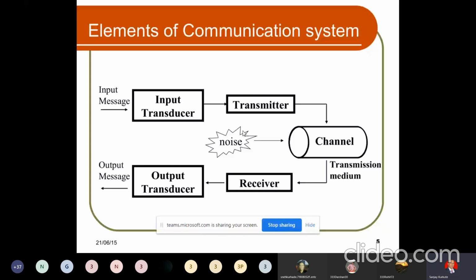Then the channel will come in the picture. What is a channel? From which channel are you going to send it? As we know, we are observing so many channels, that is FM channels, having some specific frequency. Then television channels are there, they are also having some specific frequencies.